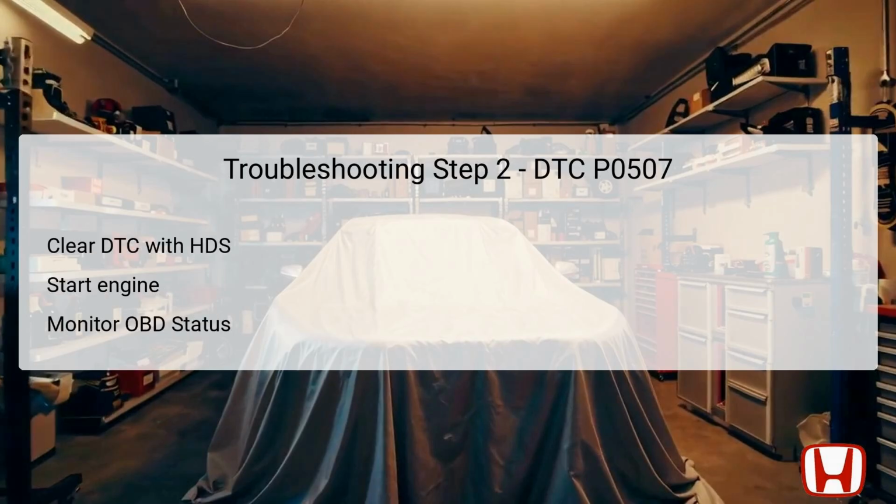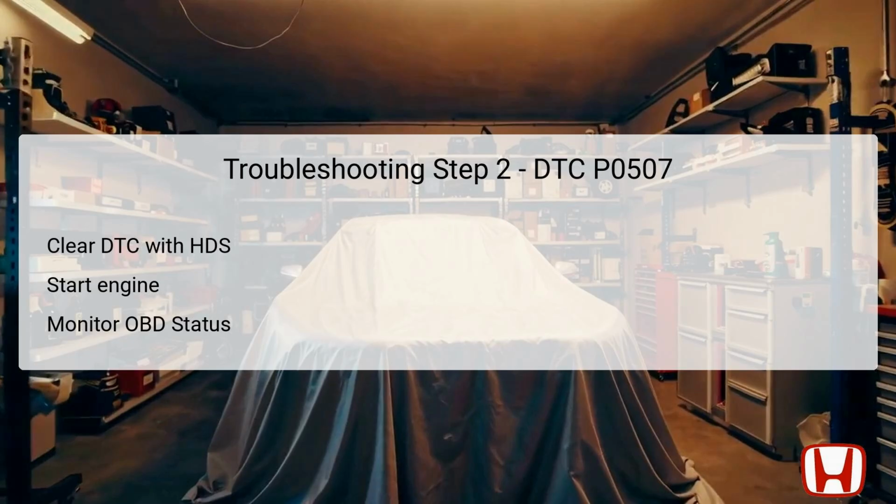For the second troubleshooting step, utilize the Honda Diagnostic System, HDS, to clear the diagnostic trouble code. This allows the system to reset and enables it to reevaluate conditions. After clearing the DTC, start the engine and hold the engine speed at 3,000 RPM without load for a sufficient duration until the radiator fan engages. This ensures that the engine is operating under a controlled environment, allowing for monitoring of sensor outputs.